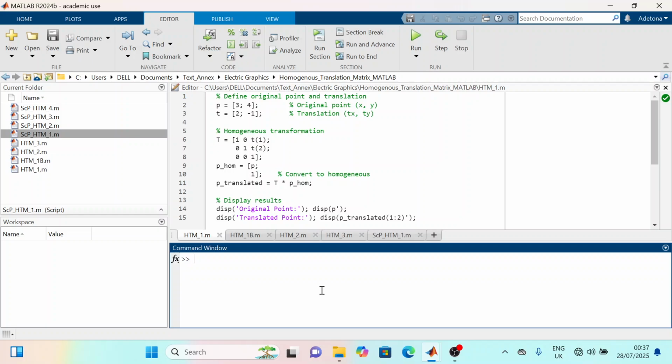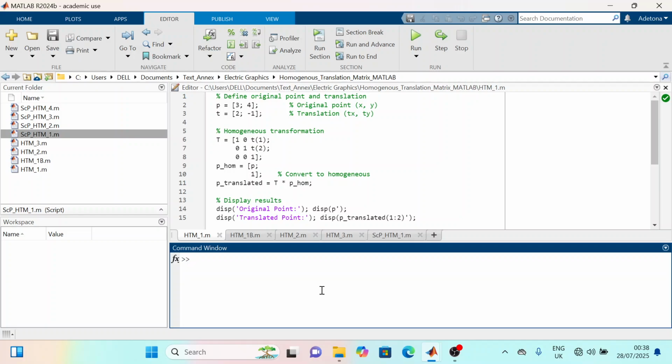We are now in the fourth phase of homogeneous transformation matrix presentation. In this phase, we are interested in running those MATLAB scripts that we have developed and discussed in our presentation.